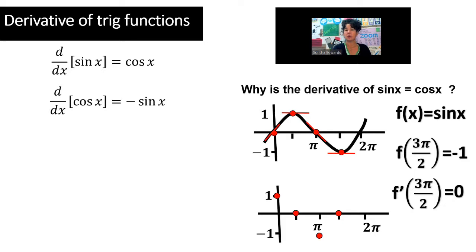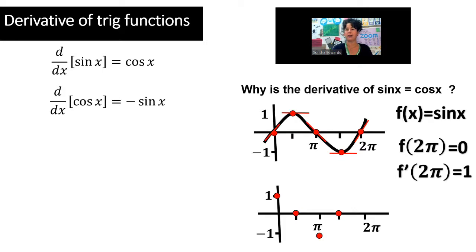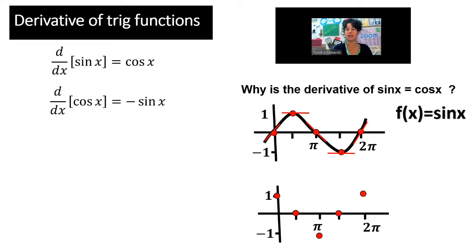Let's go for just one more. If I evaluate the sine of x at 2 pi, the sine of 2 pi is 0, and the derivative there at x equals 2 pi, the slope of the tangent right there at 2 pi is positive 1. So we have another point. If I plot the point 2 pi, comma 1, and then connect these dots, notice we have the cosine function. So the derivative of the sine of x is equal to the cosine of x.